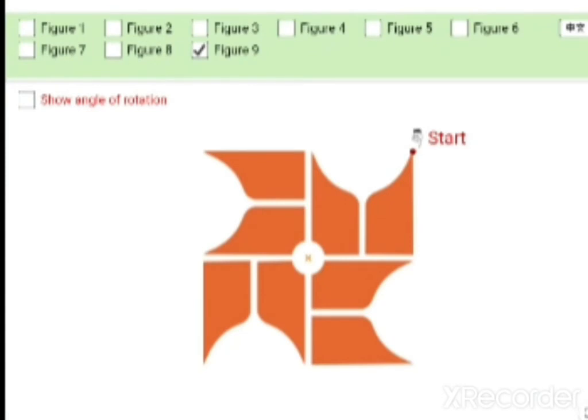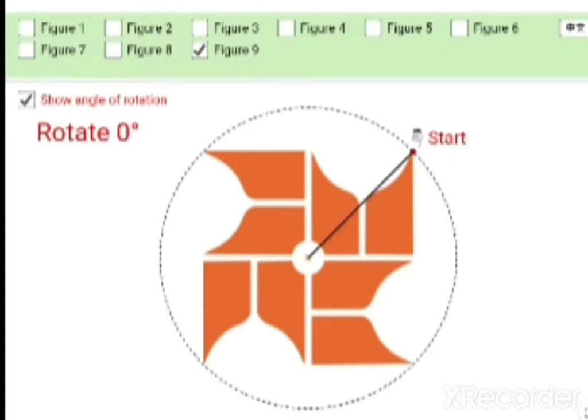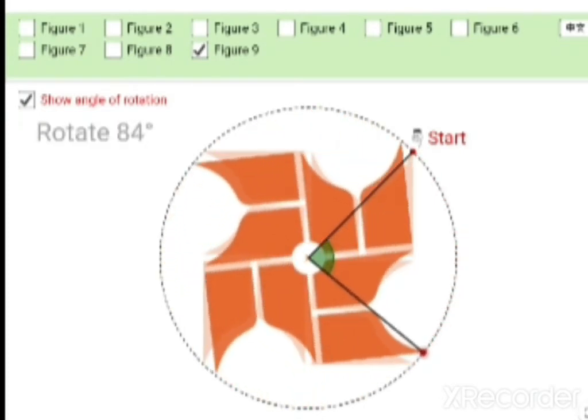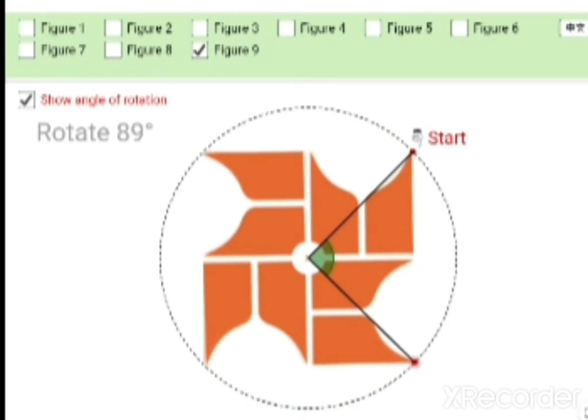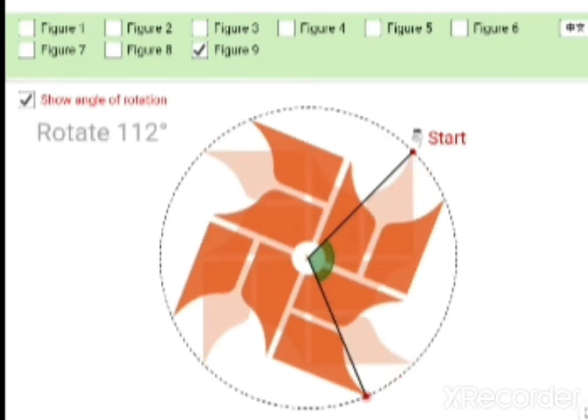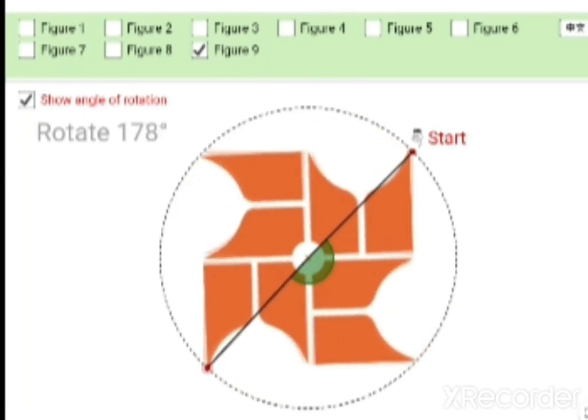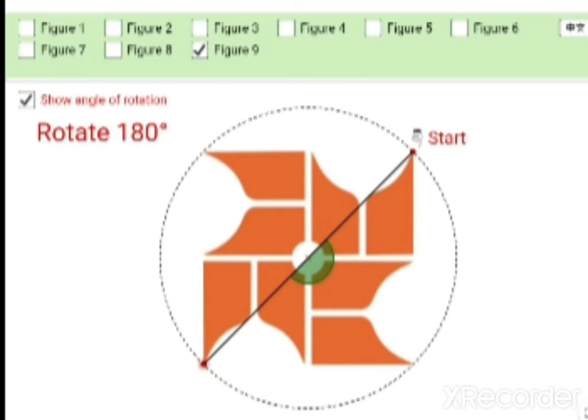Children, here is another beautiful figure. Let us see whether it shows rotational symmetry or not. Now if I start rotating it, it will look the same at 90 degree, isn't it? It's looking the same at 90 degree. Now even at 180 degree it is looking the same, half a turn.